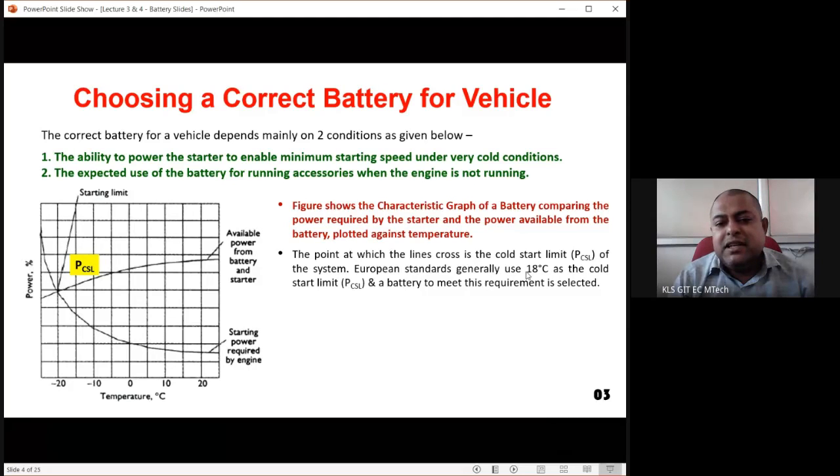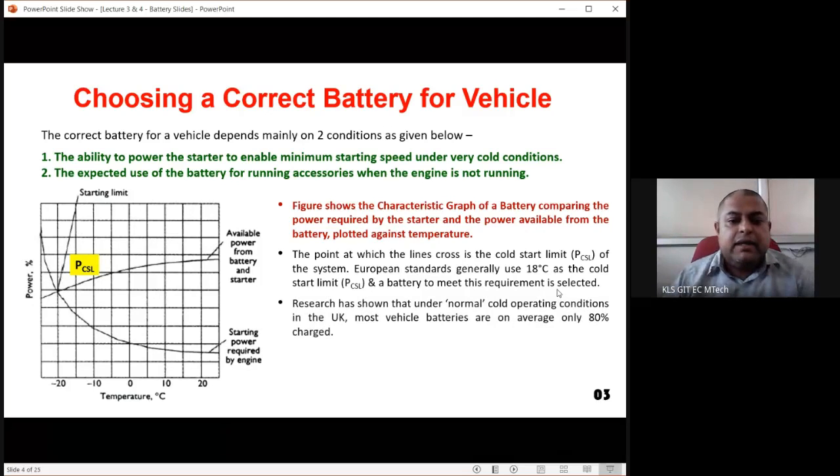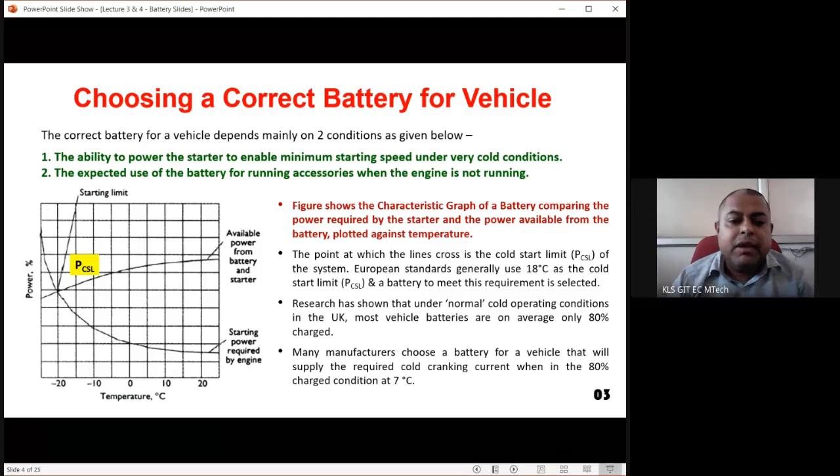European standards are generally 18 degrees centigrade as the cold start limit, and a battery to meet this requirement is selected. Research has shown that under normal cold operating conditions in the UK, most vehicle batteries are on average only 80% charged. Here we are having 50%, and in the UK they are using 80%. These are not technical details, but you can remember. Many manufacturers choose a battery for a vehicle that will supply the required cold cranking current when in the 80% charge condition at 7 degrees centigrade.